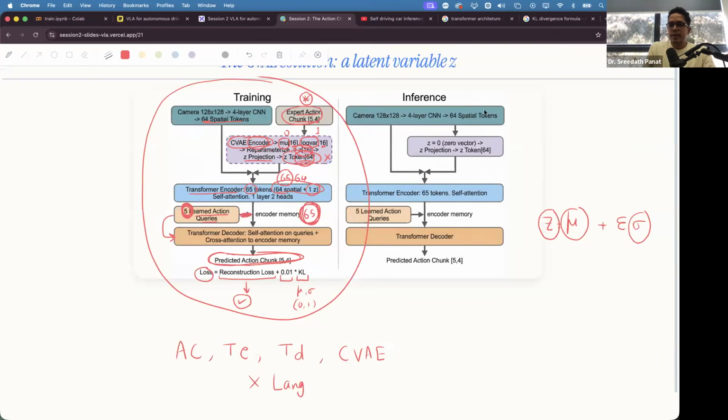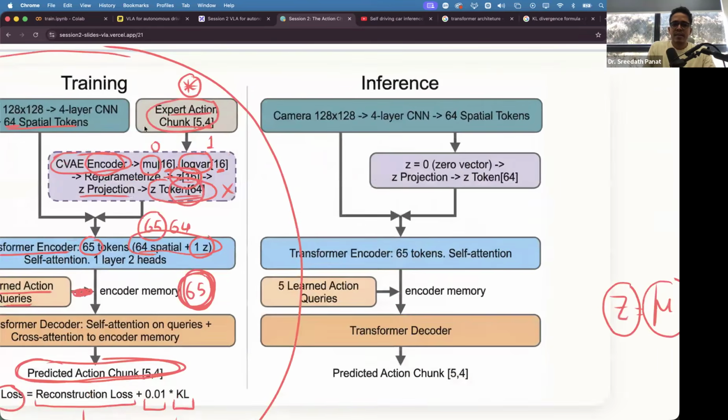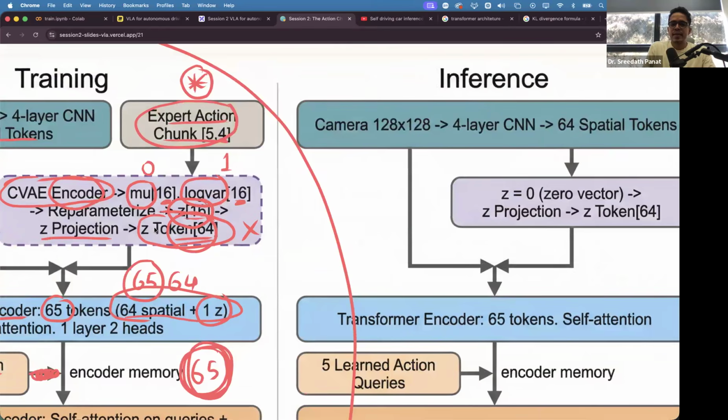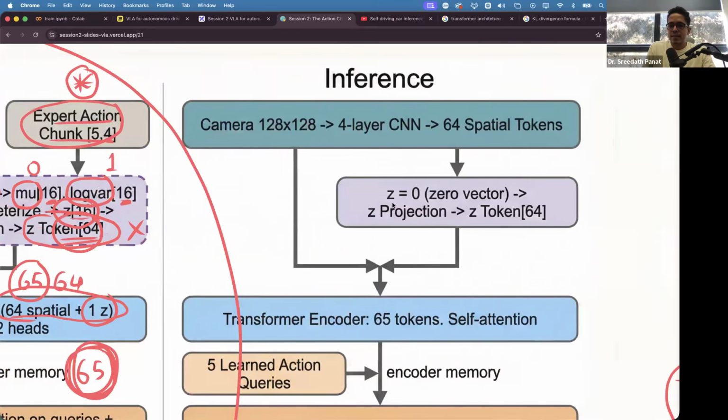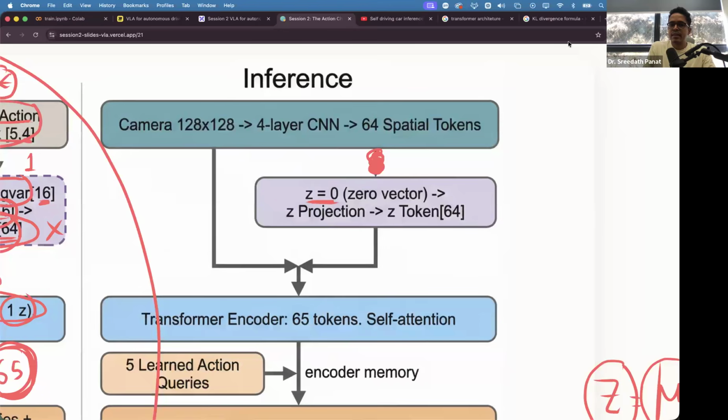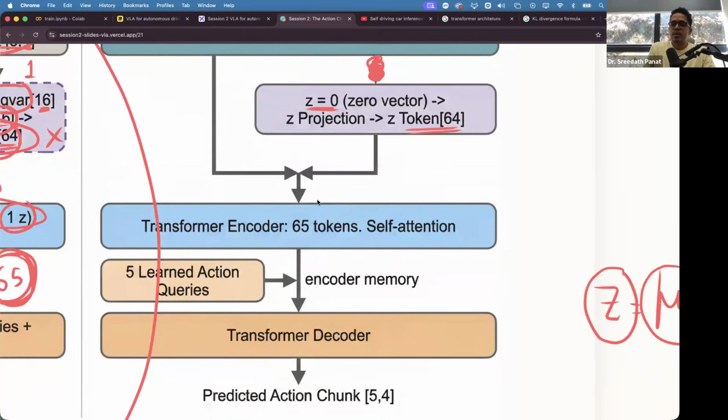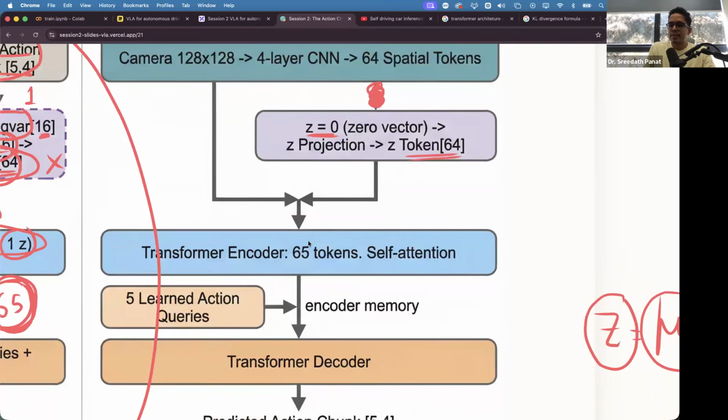One more thing is in the inference part, there is no expert action available, right? So how do we get the Z? We just initialize Z as 0. From the latent space, this connection is not there. We initialize the latent space such that Z is equal to 0. That 0 Z, which is a 16-dimensional vector, is projected into 64 dimensions. So basically you initialize a 0 vector and that is projected into 64 dimensions. And then that is passed into the transformer encoder as the last 65th token. Everything else remains the same.